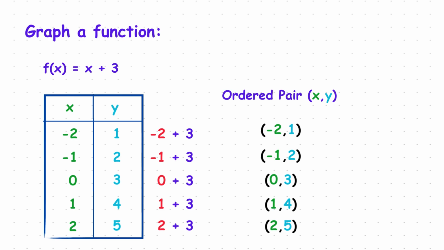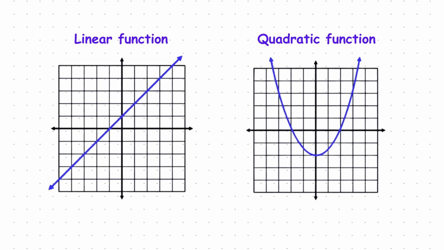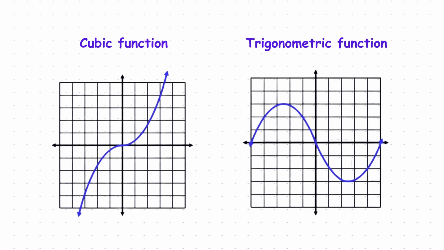So, as you see, I am seeing some ordered pairs of x and y: -2, 1; -1, 2; 0, 3; 1, 4; and 2, 5. Here you can see the red dots are the points that we found. In order to graph your function, in this case, you just need to connect all these points with a straight line. And this straight line, which is green, would be the function that we were talking about. We have different forms of functions like linear functions, quadratic functions, cubic functions, or trigonometric functions. And there are lots of other functions out there that you will see in the future.